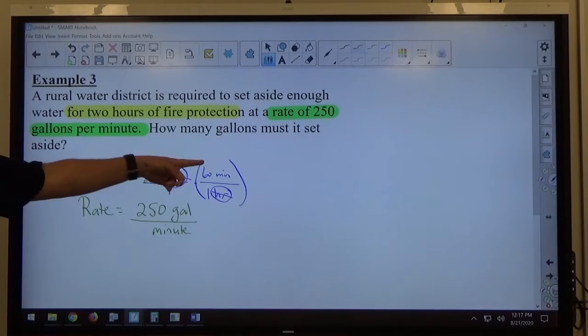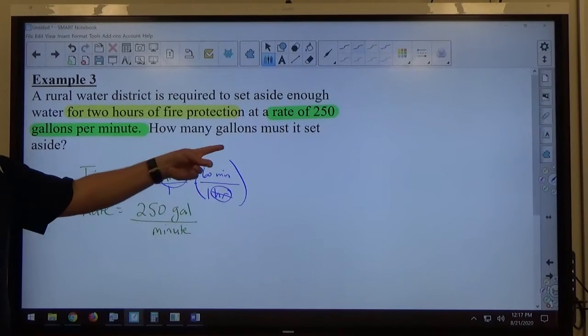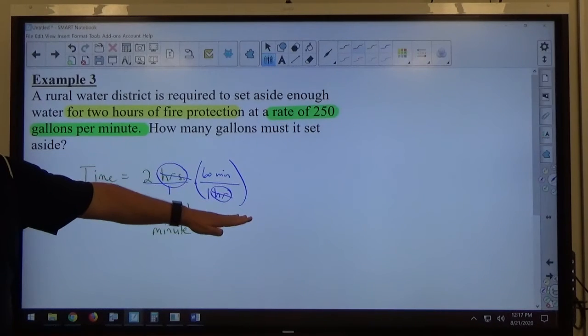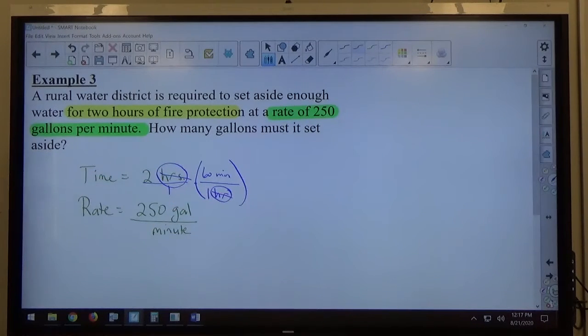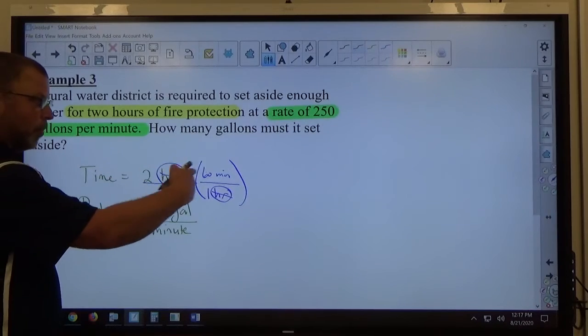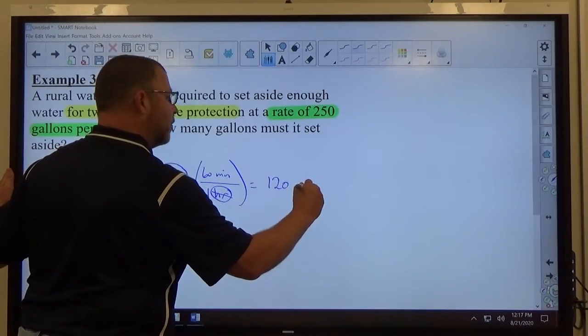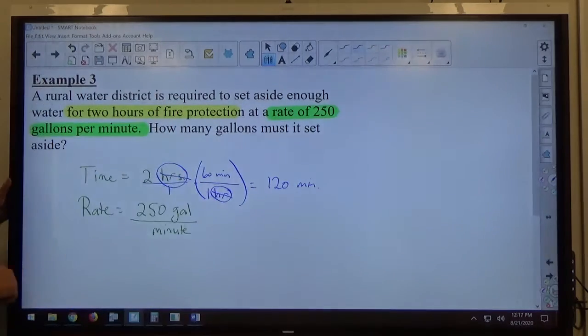So I could have put 1 hour over 60 minutes. That would have made hours squared over minutes. That's no good. So hours was on top, and I want to make sure hours goes on the bottom for cancellation. To get the answer, since both numbers end up on top, we're going to multiply. So 120 minutes is the same as 2 hours. Again, they have to have enough water to last 2 hours, but that's the same as 120 minutes.